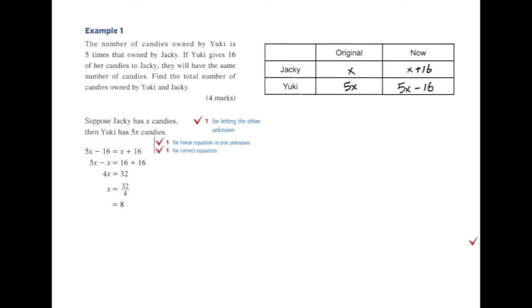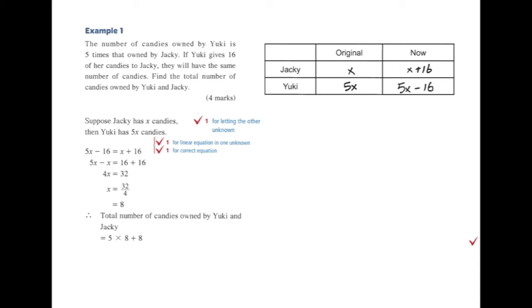In handling application problems, it is a common mistake that many students stop here without referring to the question. Recall that the question is asking about the total number of candies owned by Yuki and Jackie. So, the total number is 5X plus X.